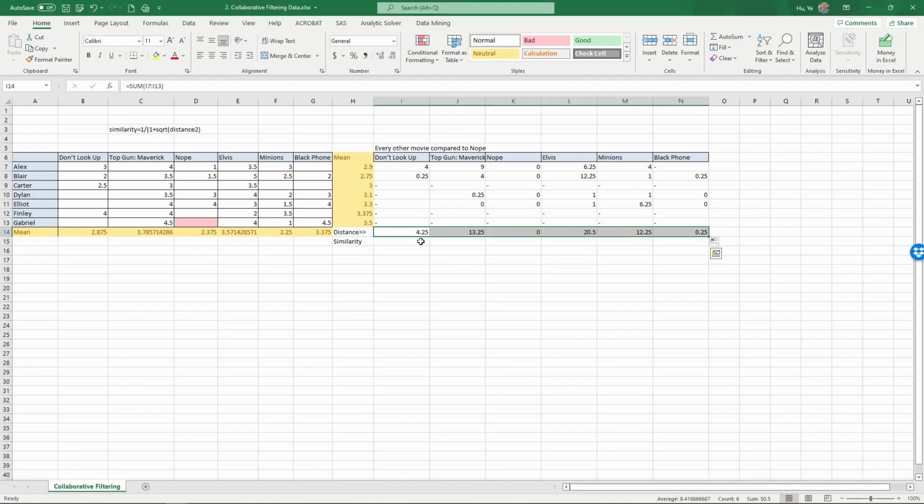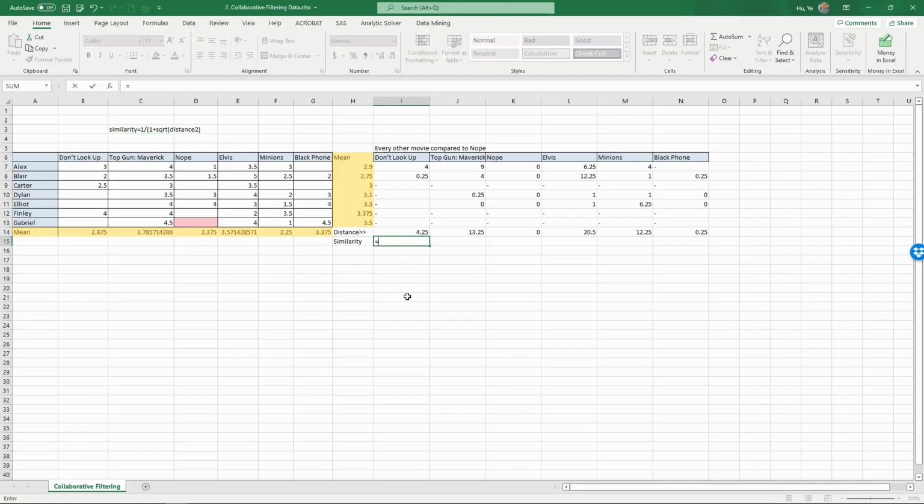And from the distance, we can actually calculate the similarity. So this is the formula I've already put there. Similarity is basically equal to 1 divided by parenthesis 1 plus the square root of the distance I have calculated. SQRT will give you the square root of this number here in cell I14. Then we close the parenthesis for the square root, and then we close the parenthesis for the denominator, and then enter. So that gives me the measure for similarity.